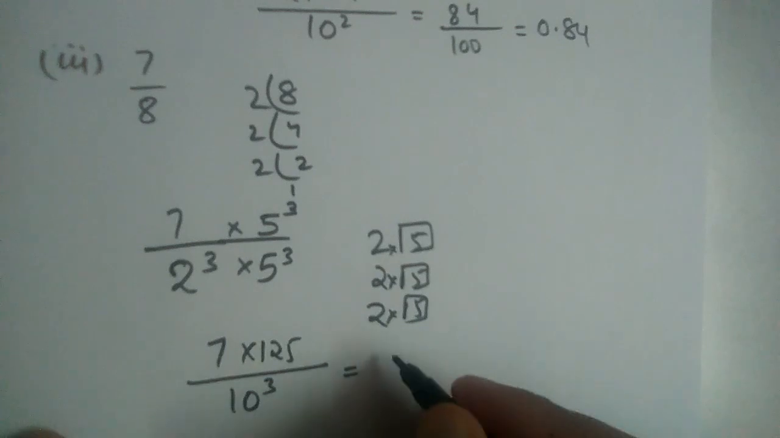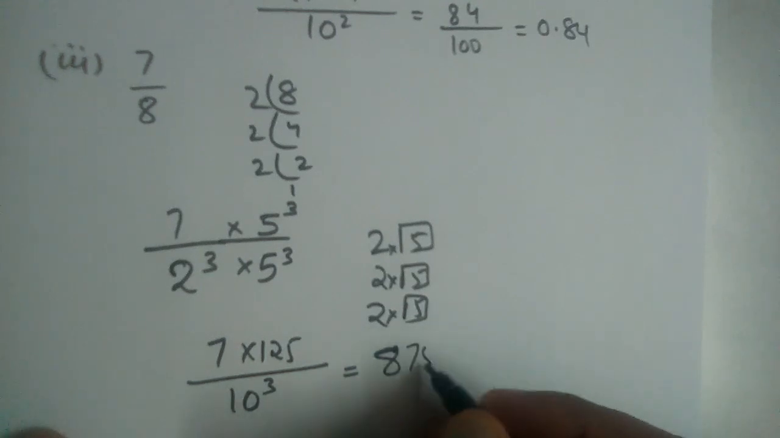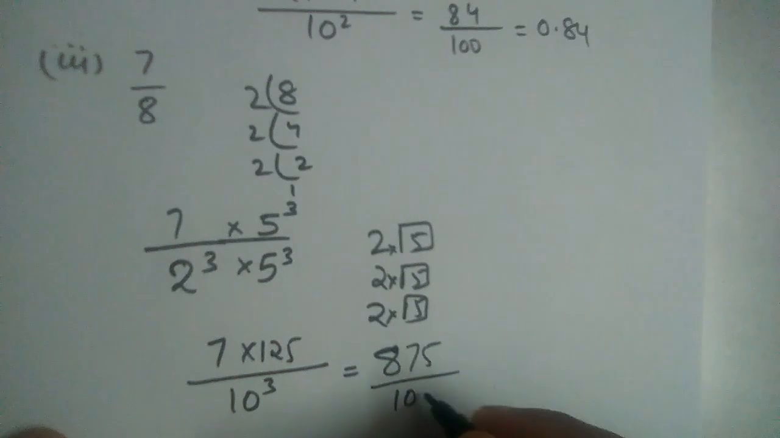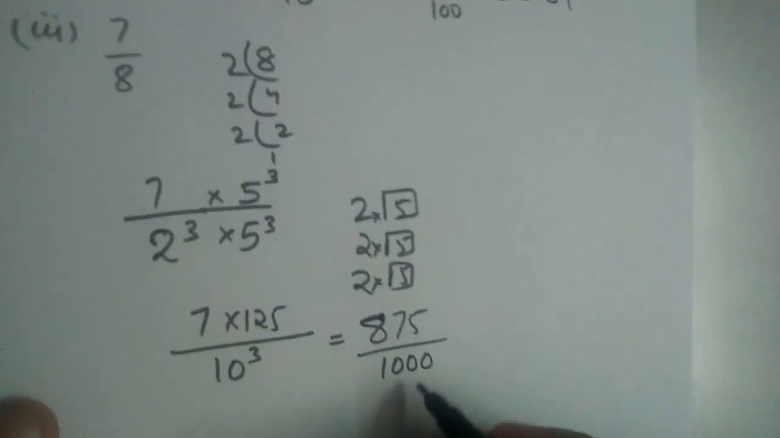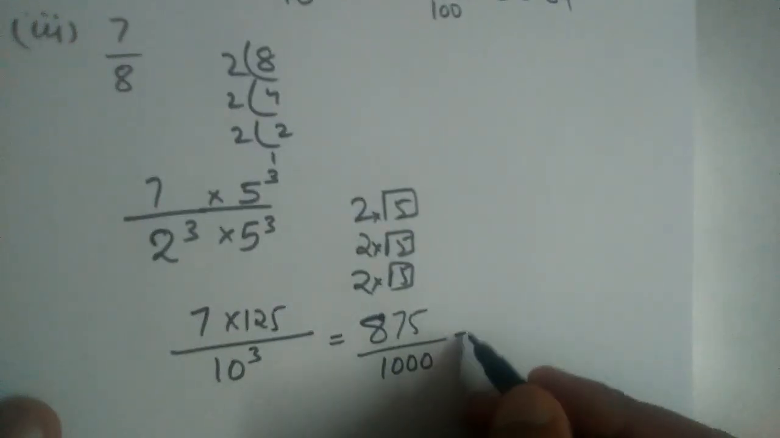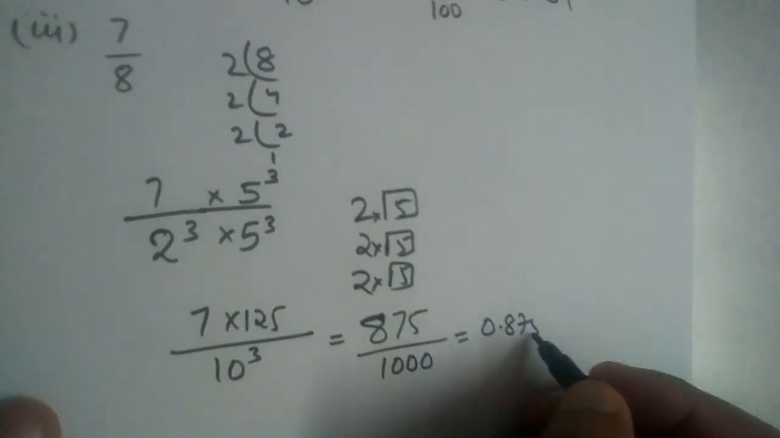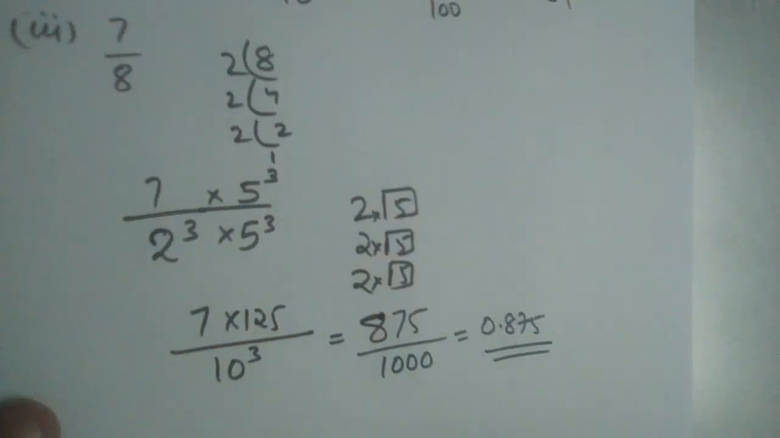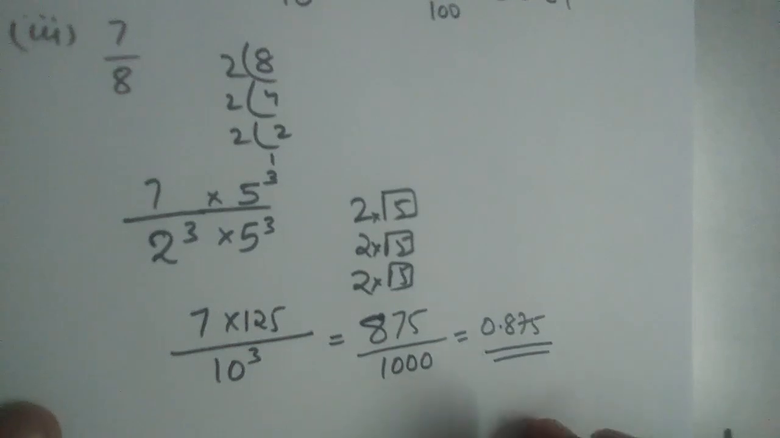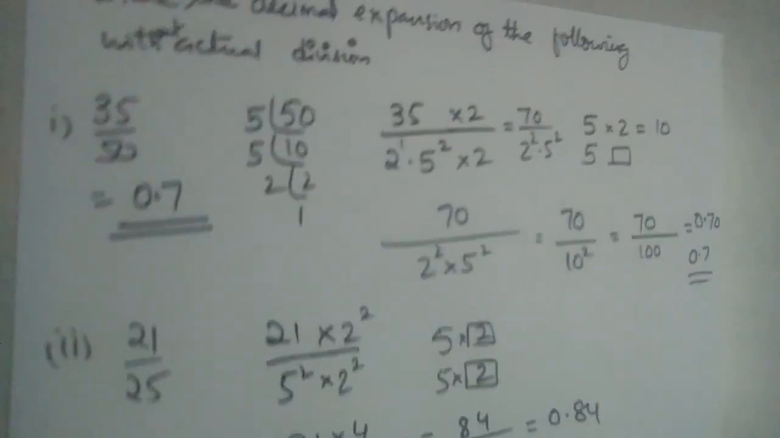So this is 7 into 125, which is 875, divided by 10 cube, which is 1000, right? So this will give us 0.875. Okay, I hope you understood this.